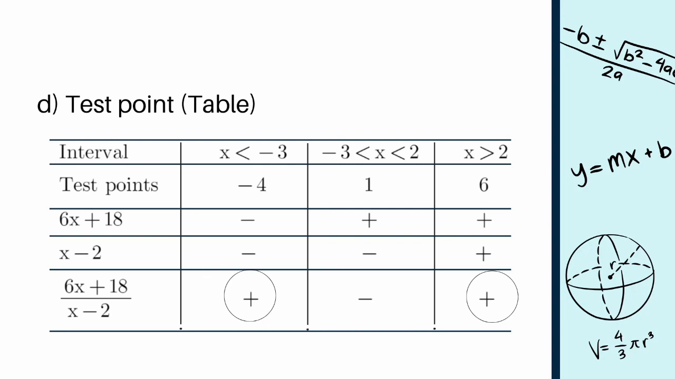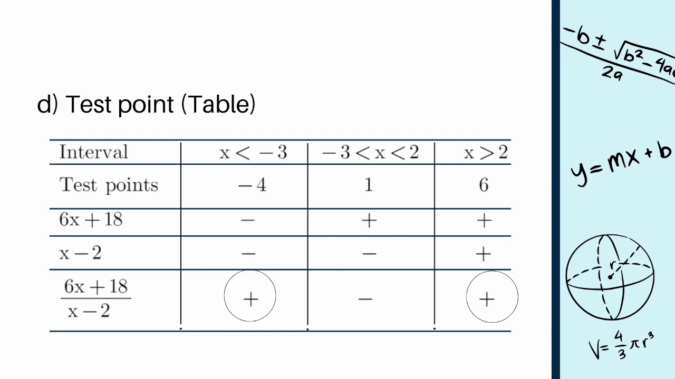So, doon naman tayo sa negative 3 less than x less than 2. Mag-iisip tayo ng 1, kasi greater than negative 3 at less than 2. Kaya 1 plus 6 plus 18 ay positive. At yung 1 minus 2 ay negative. So, positive at negative yun, kaya positive plus negative ay negative.